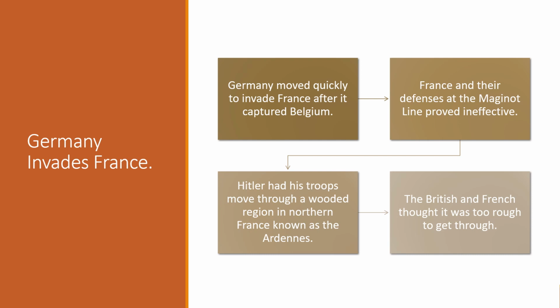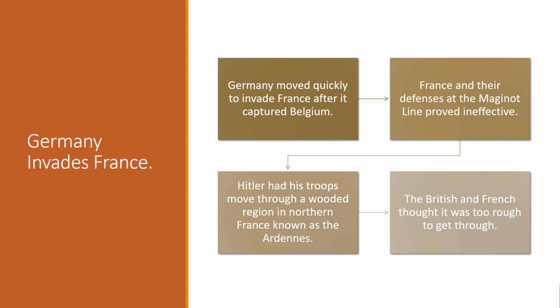So Germany invades France. Germany moved quickly to invade France after it captured Belgium. France and their defenses at the Maginot Line proved to be very ineffective. We mentioned that in our most recent lesson as well from a couple of days ago.